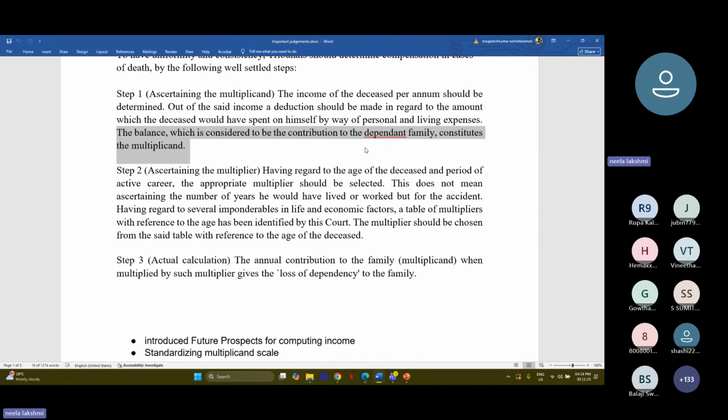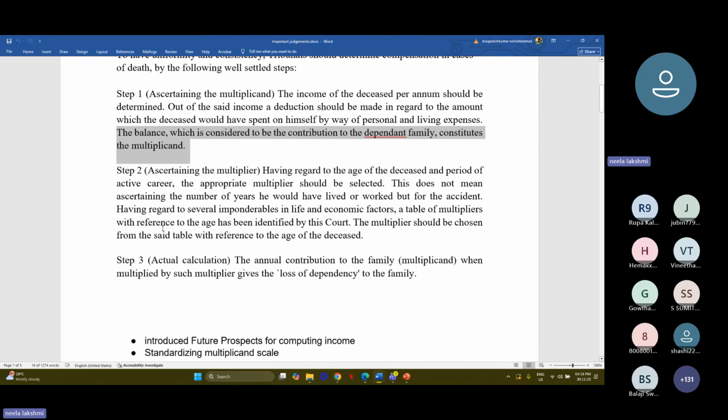The amount which we are deducting is 1/3, 2/3, something like that, or 50%. There is a table for that. That is known as multiplicand. The Sarala Verma judgment decided there should be a standardization of multiplicand.